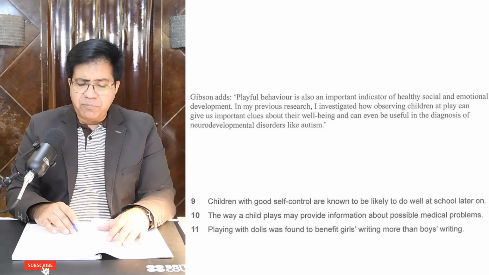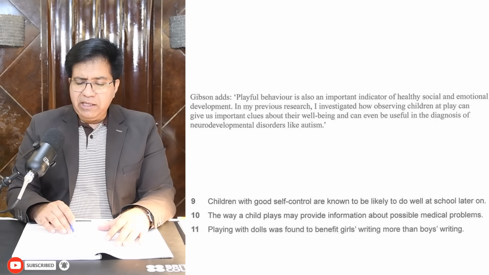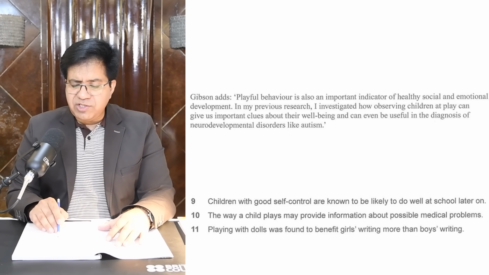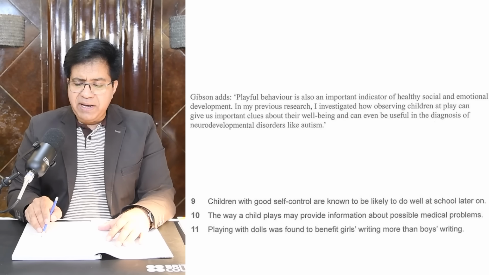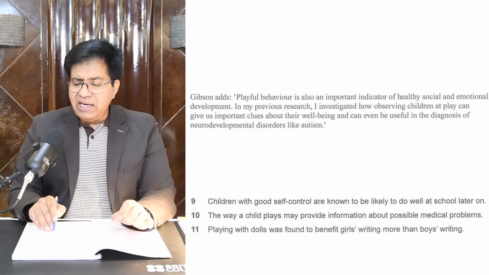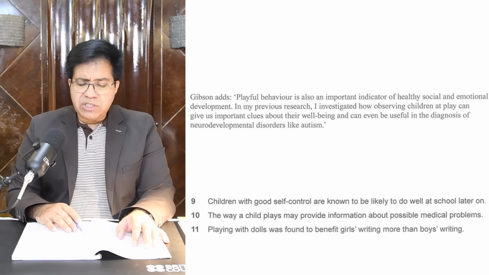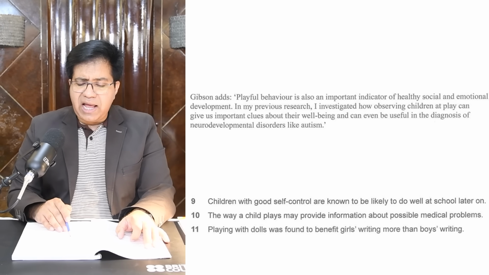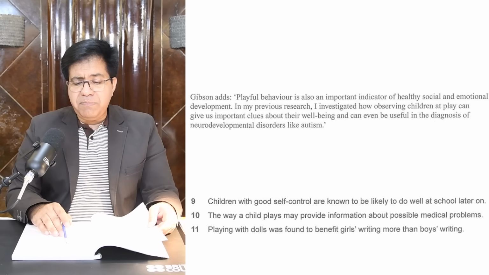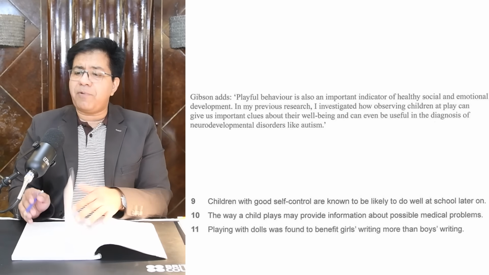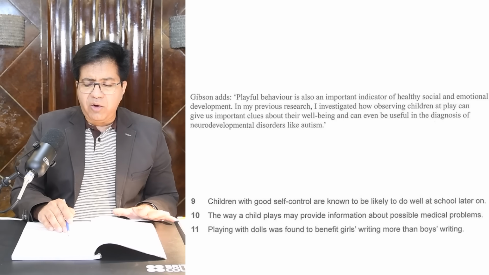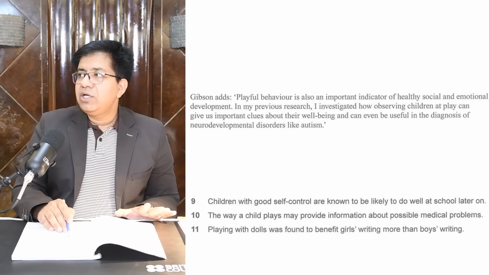I'm reading this paragraph from second line. Gibson adds, second line. In my previous research, found it? Okay. In my previous research, I investigated how observing children at play can give us important clues about their well-being and can even be useful in the diagnosis of neurodevelopmental disorder like autism. What is the question? The way child plays may provide information about possible medical problem. And what is that possible medical problem? Neurodevelopmental disorder like autism. Okay, so answer is true.